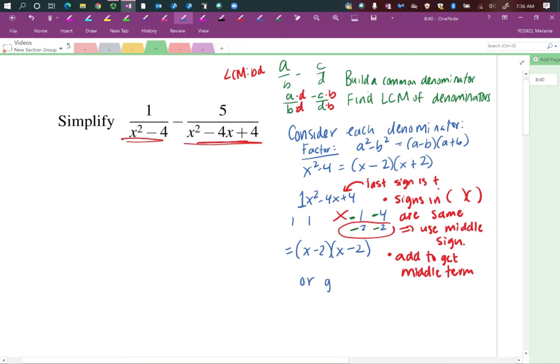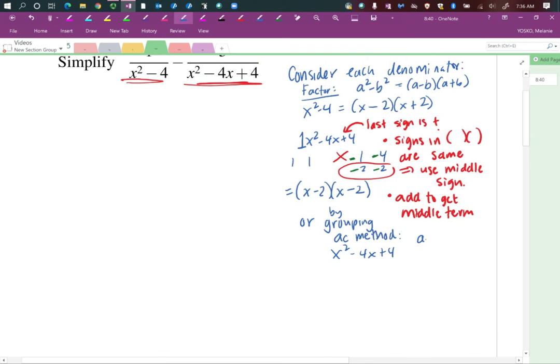Or you could do it by grouping, which is also called the AC method. So if you look at x squared minus 4x plus 4, we see that a is 1. Remember, a is the coefficient of x squared because you have ax squared plus bx plus c. So a is a coefficient of x squared, b is the coefficient of x, so b is -4, and c is your constant. So if you're looking for the AC method, we are going to multiply a times c. So a times c, that's 1 times 4, which is 4.